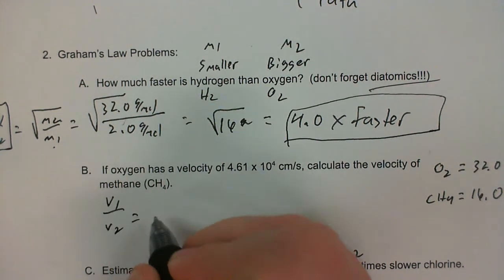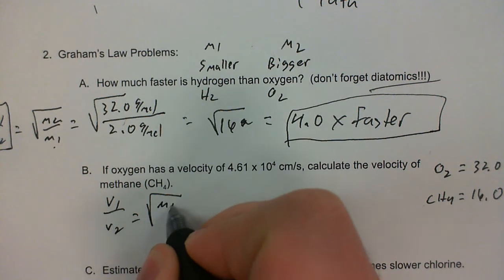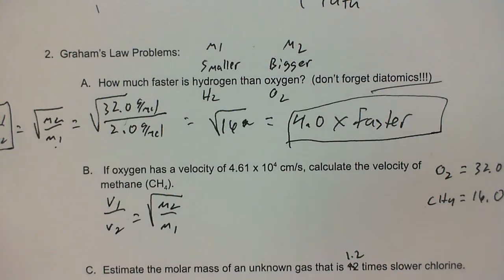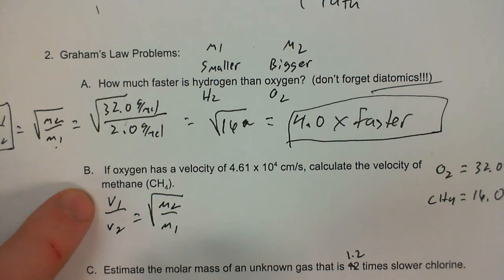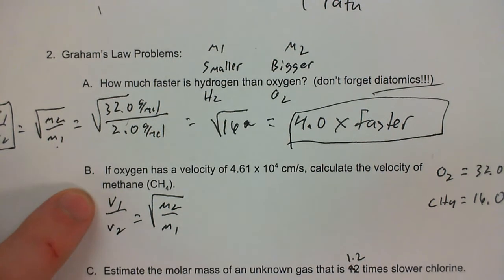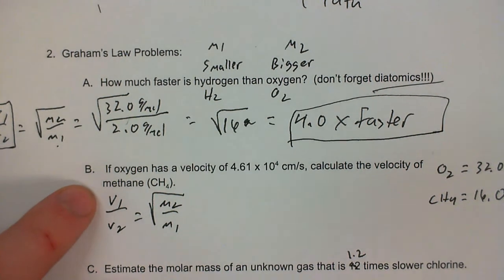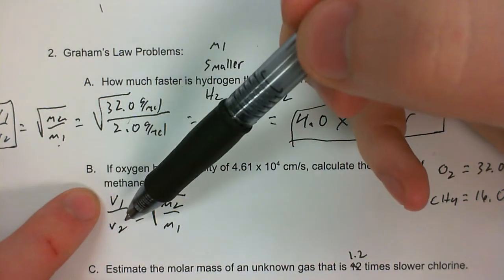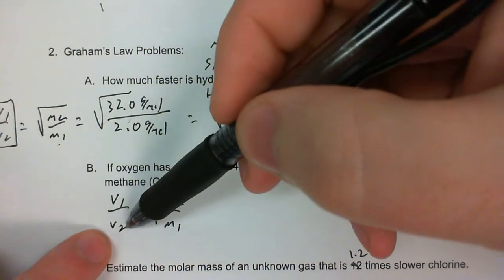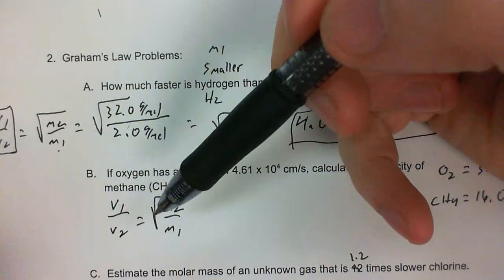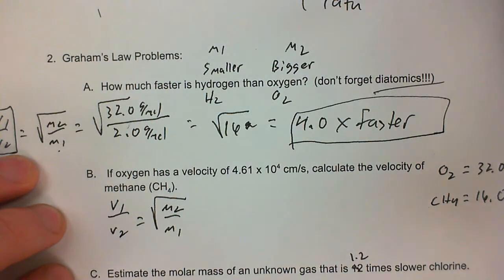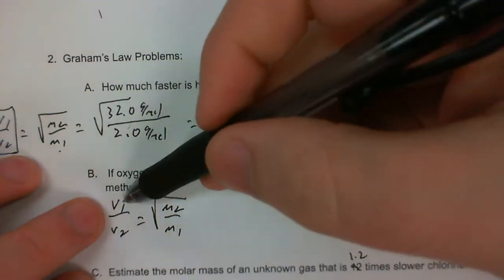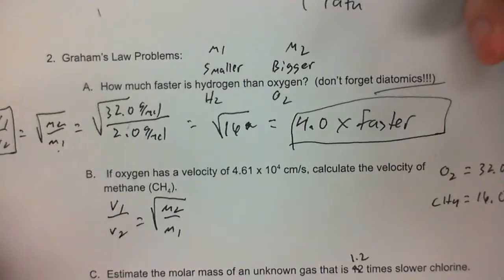Velocity 1 over velocity 2 equals the square root of mass 2 over mass 1. I want to make this easy on myself. I want V1 to be the unknown. Think to yourself, why do I want V1 to be the unknown? If you said, because then that makes the unknown easy to deal with, it's not in the denominator, you're absolutely right. We do not want the unknown down here, because it's just more area for you to make a mistake in. So let's just make V1 my unknown.